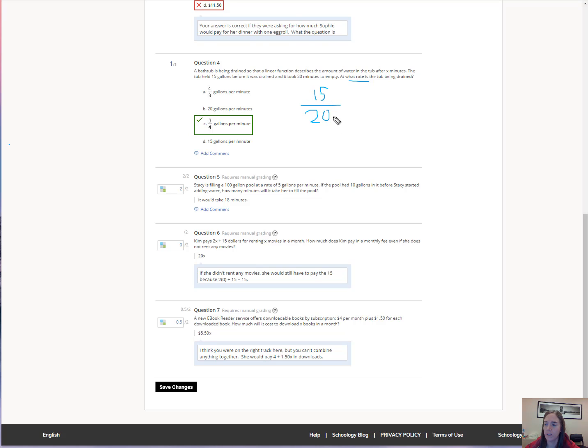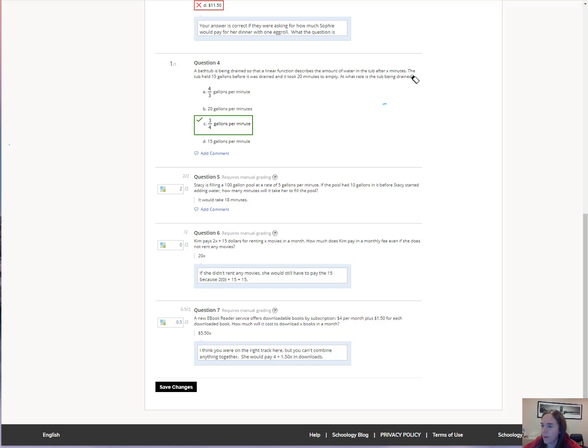So if we do 15 gallons in 20 minutes, then we just have to simplify that to see how many gallons it would be in 1 minute. You would just have to divide by 5 on both top and bottom to simplify the fraction, and you'd end up with 3/4 of a gallon per minute. Okay, I'm not sure why they put that particular question in here. It has less to do with linear functions than most of them.